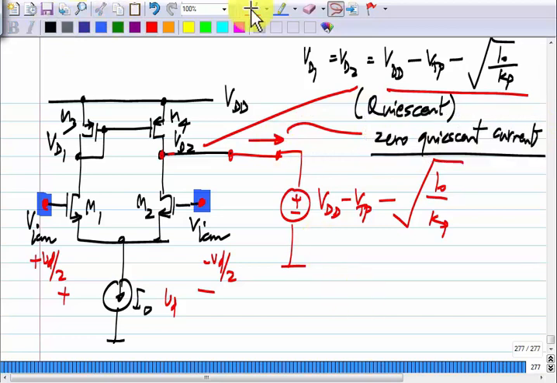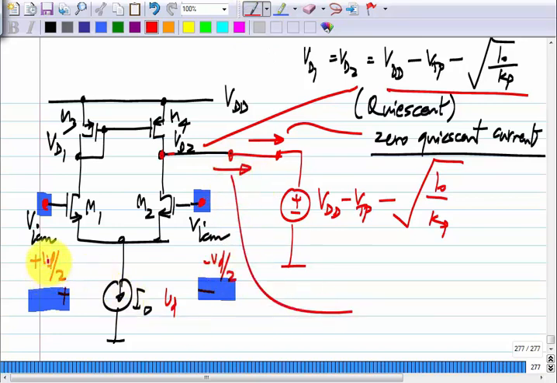Now I apply these increments Vd by 2 and minus Vd by 2. What will be the incremental current flowing here? Please find this. I apply incremental voltages Vd by 2 and minus Vd by 2 to this, or in other words basically I apply an increment of Vd across the differential pair, and find the incremental current.